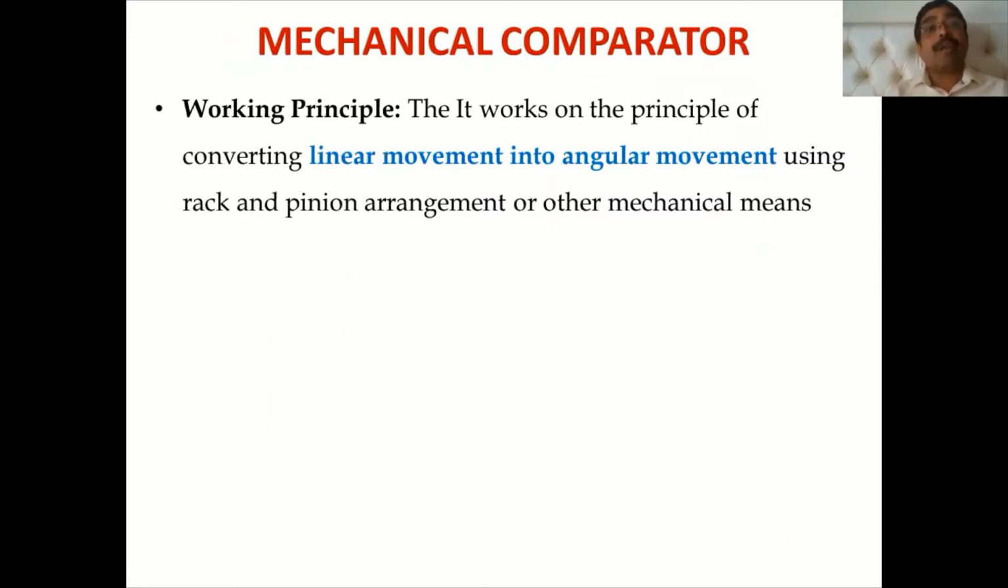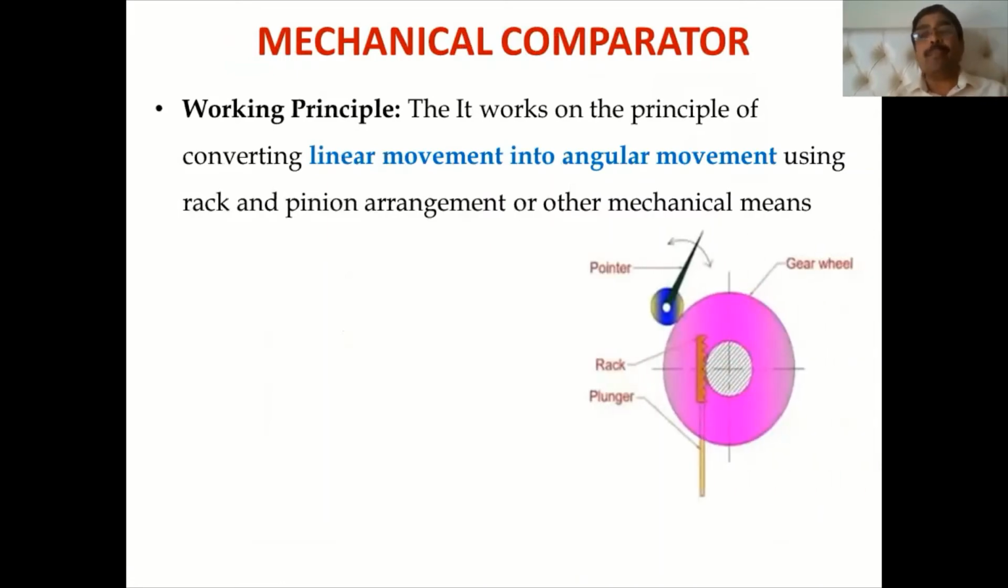In that, the working principle is very important. From this diagram it is very clear, my friend. It works on the principle of converting a linear movement into an angular movement using the rack and pinion mechanism. What it means here, if you see in this diagram, this is a plunger, right? And this plunger is connected to the rack. This is a gear, or I can say the pinion also.